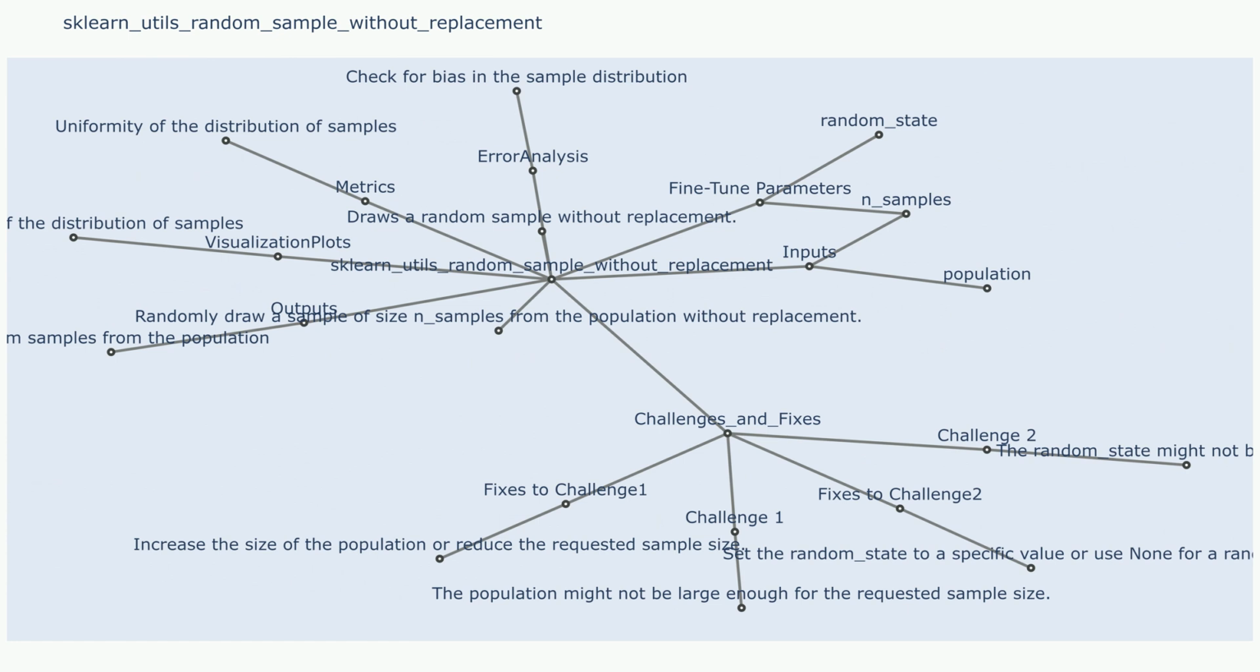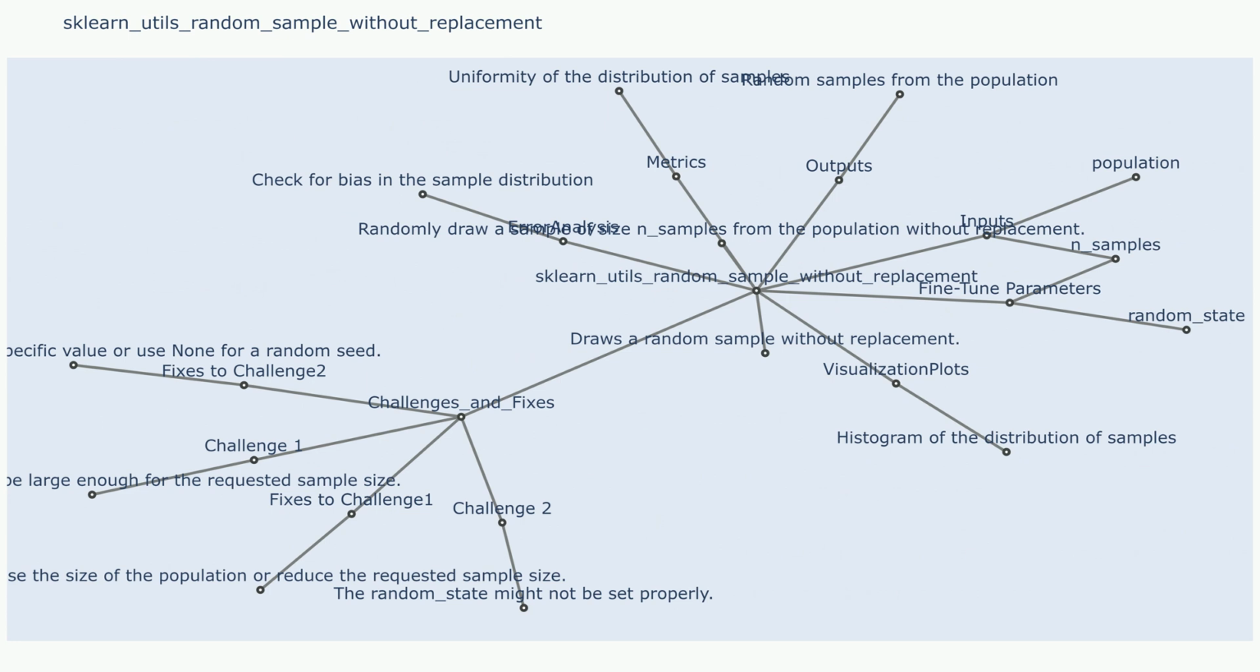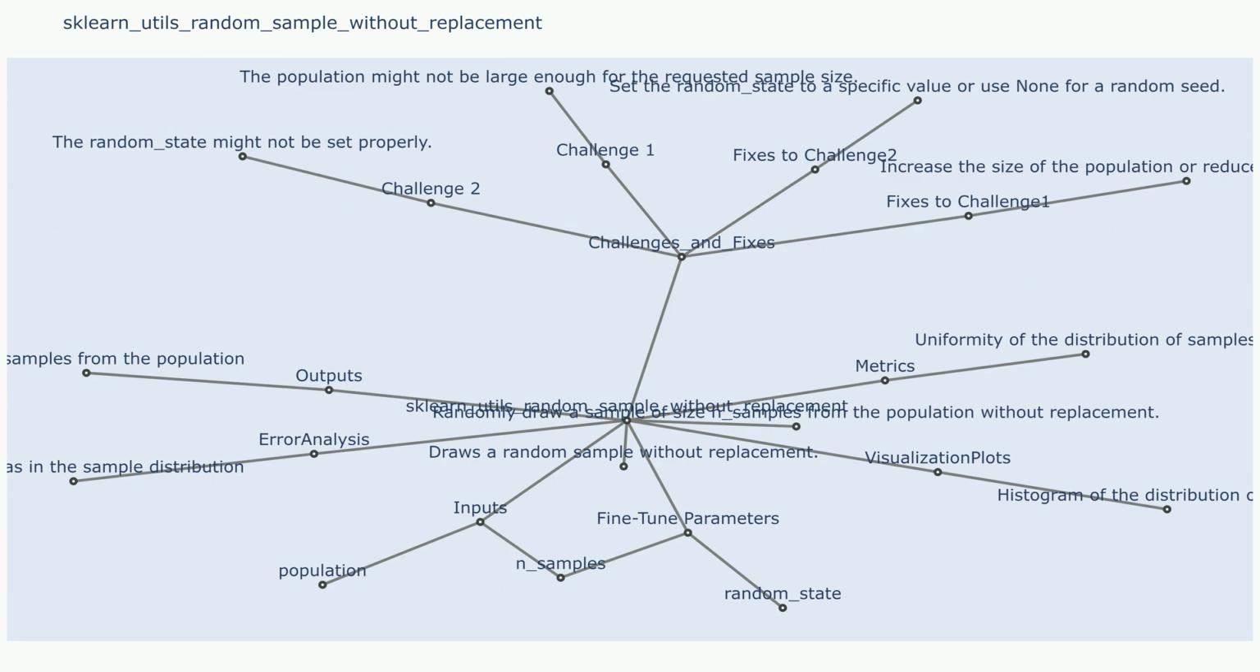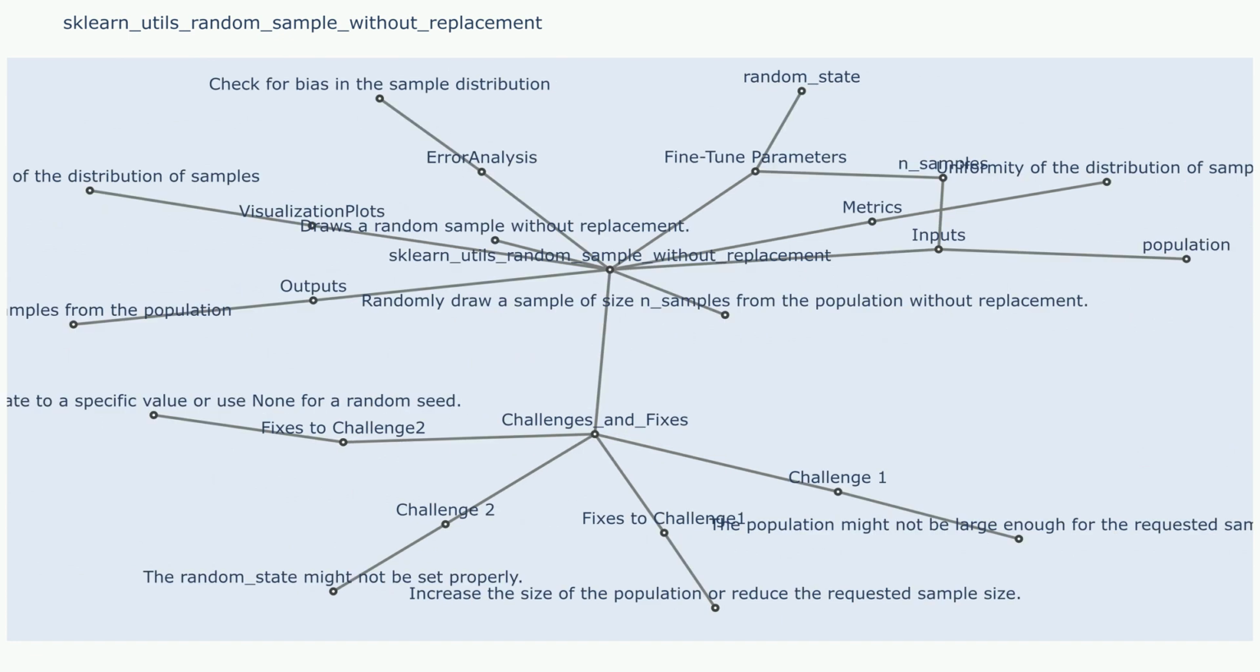Challenge 2. The function may not be efficient for extremely large populations. Sample use case that resulted in challenge 2: you are working with a very large dataset and need to generate a sample of millions of elements. Fixes to challenge 2. Consider using alternative sampling methods like reservoir sampling, which can be more efficient for large populations.